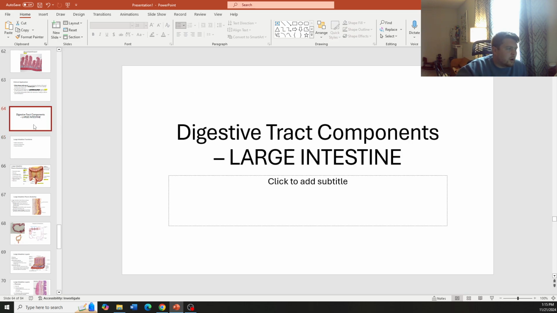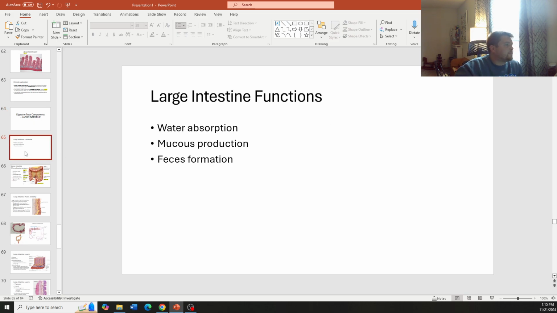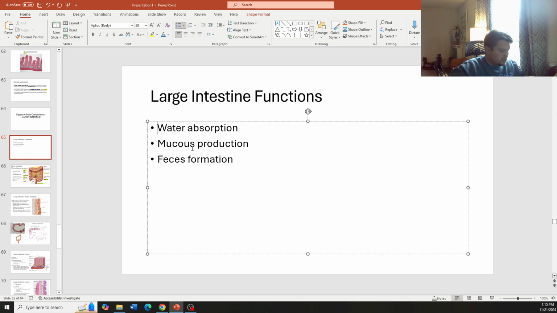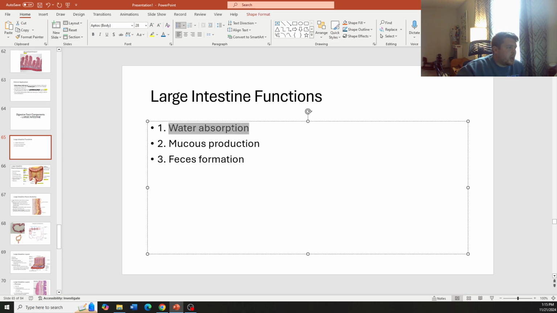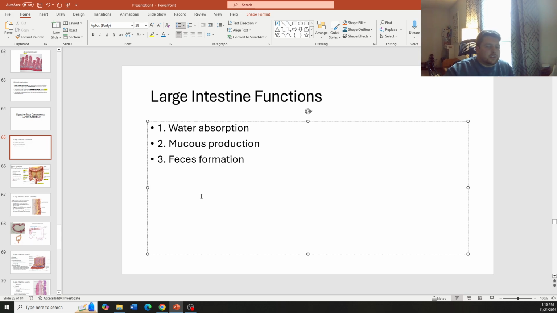Continuing on to the large intestine. Functions of the large intestine. We're going to continue the theme of the whole intestinal tract. Main focus is sort of absorption. So we're still in the large intestine, talking specifically about water absorption. We also get mucus production for lubrication, for protection. And then finally our feces formation.